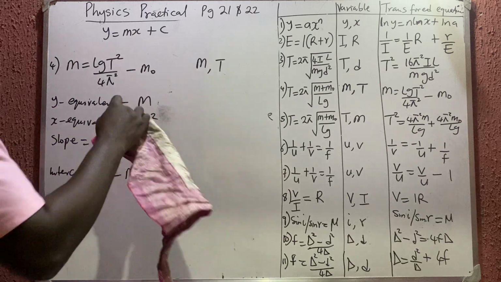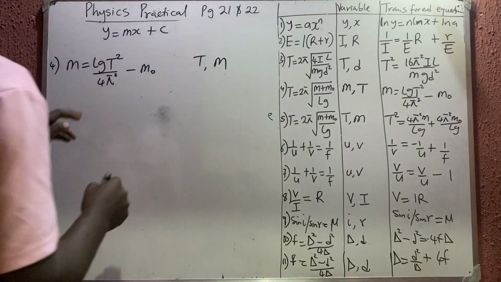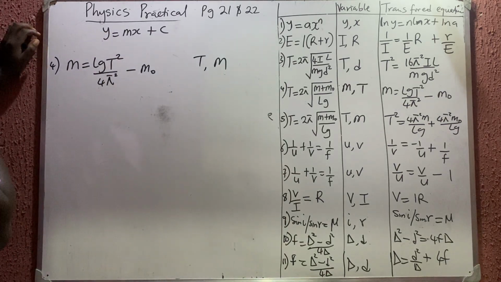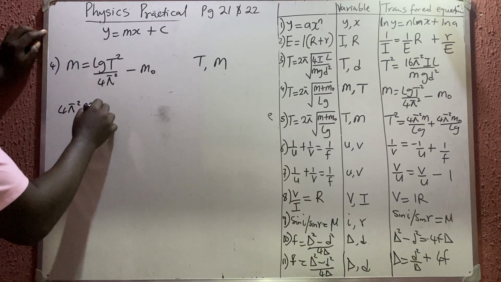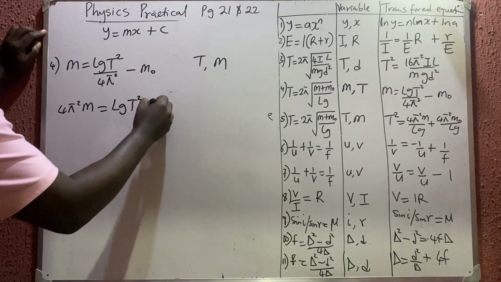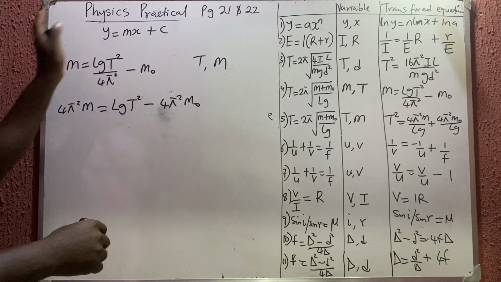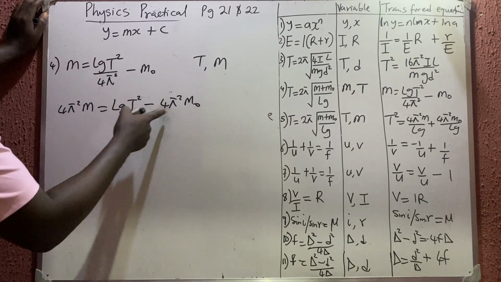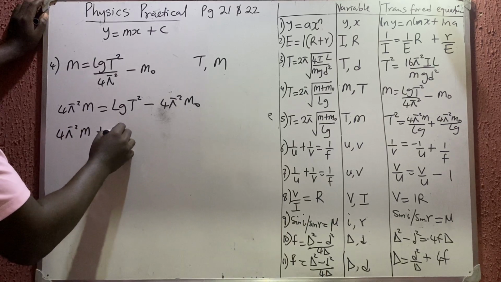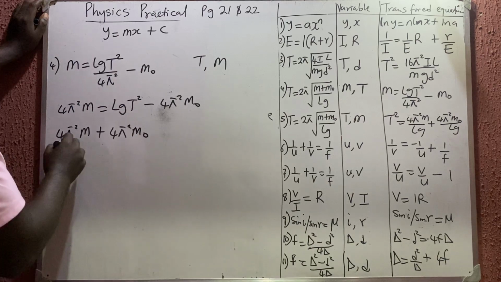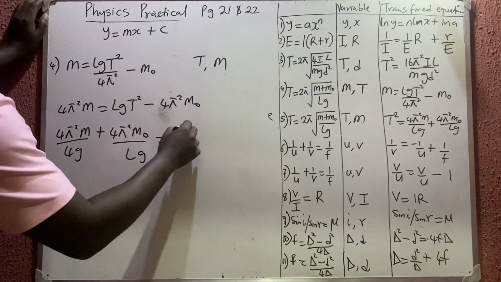But if it is t comma m, let me show you. Now, if it is t comma m, then I have to make t squared subject. So for me to make t squared subject, I'm going to multiply everybody by 4 pi squared. So it will now be 4 pi squared m is equal to what? Lg t squared minus 4 pi squared m0. So I want this one to stay low, so this one will come to this side. I'm going to have that it is 4 pi squared m plus 4 pi squared m0. Okay, now everybody will now be divided by Lg is equal to t squared.